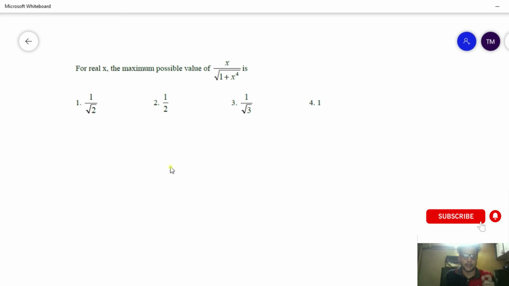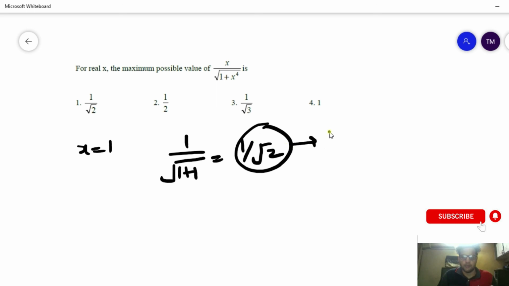The question says for real x, find the maximum possible value of the expression. Now in such questions, if you can be a little smart, your question solving can become easier and you can crack the questions easily. So in this question, how are we going to tackle? We are going to start with putting x as a number. Let's start with 1 because x has to be a real number. So if we put x is equal to 1, what are we getting? 1 divided by root of 1 plus 1, which is 1 by root 2.